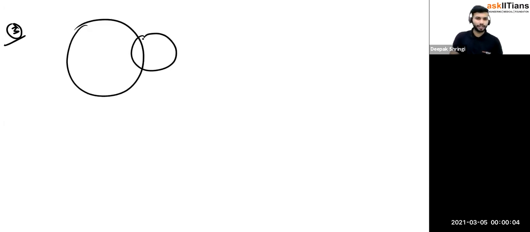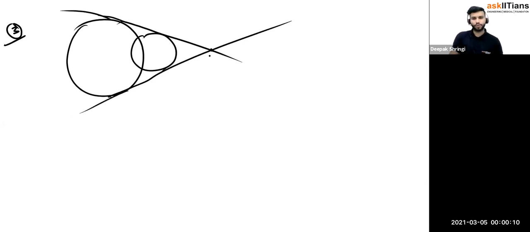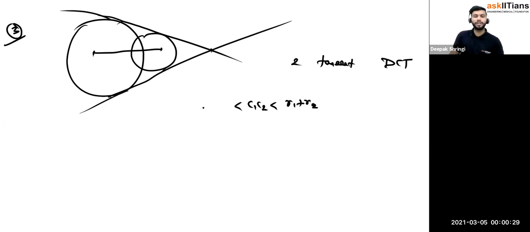Third case. What can happen in the third case is when the circles are intersecting like that. In that case, you will have only two tangents. Now, let's see when this case arrives. First of all, we have two tangents and both of them are DCT. Now when this case arrives, look at this, guys. The distance between their centers is less than the sum of their radii, right? So C1C2 is lesser than the sum of their radii, but it has to be more than the difference of their radii in modulus.